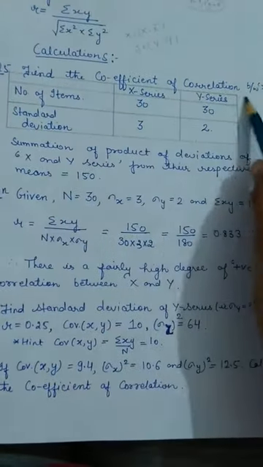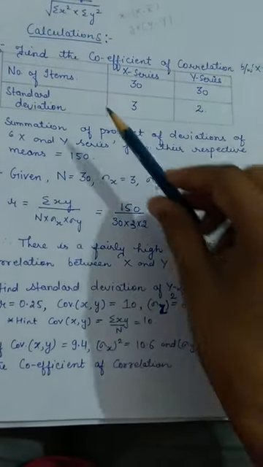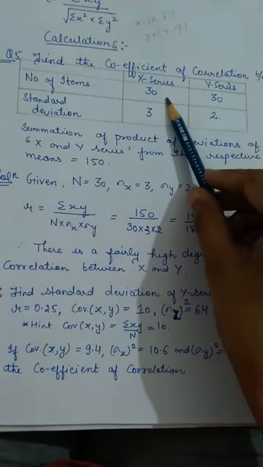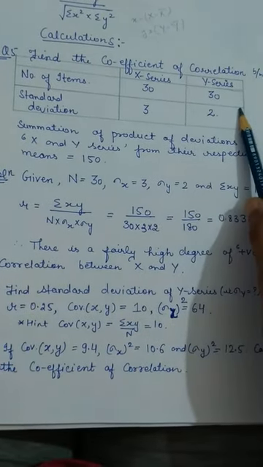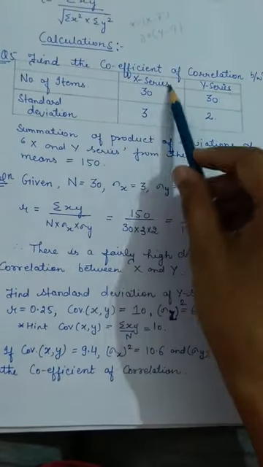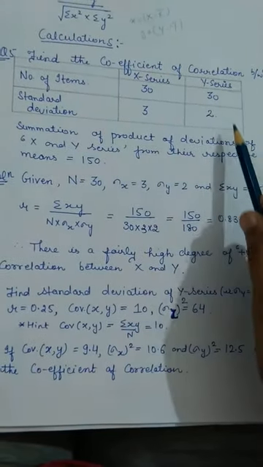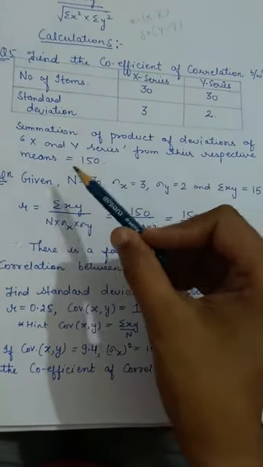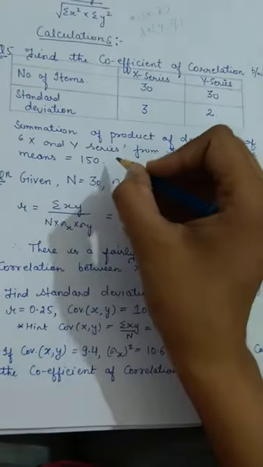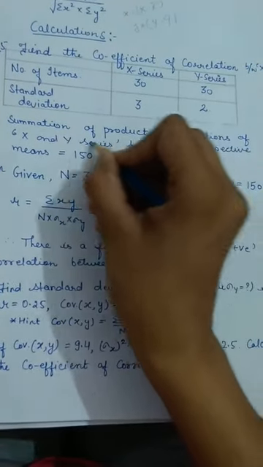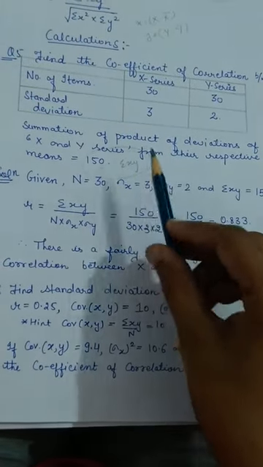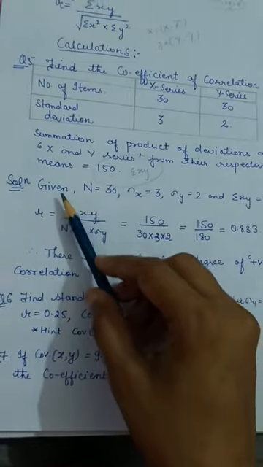Then children, here is a question: find the coefficient of correlation. I have to find the coefficient of correlation from this given information. N is 30 here for X and Y also. So the total number of pairs is 30, the standard deviation of the X series is 3, the standard deviation of the Y series is 2, and the complete sigma XY value is given as 150.